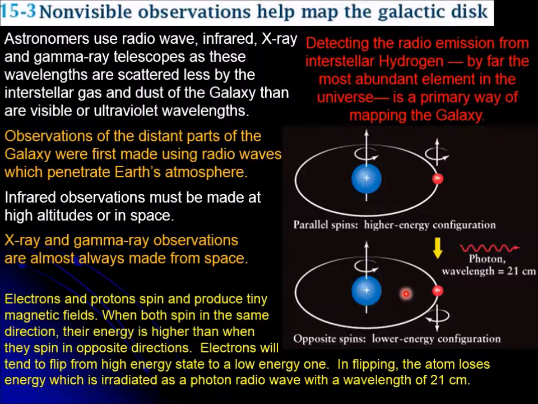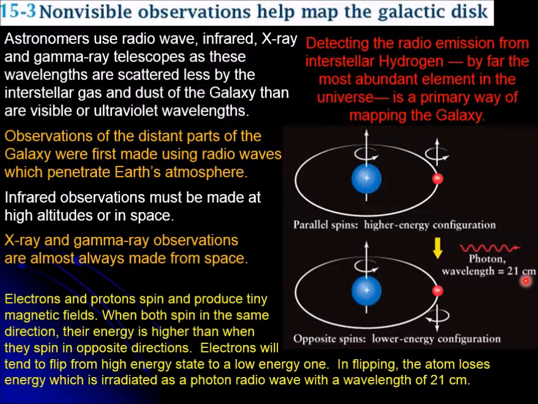So it is preferred by the hydrogen atoms to achieve this configuration, and if they are produced somehow in the higher-energy configuration, then in an average time of 7 years, the electron will flip, and we end up with this anti-parallel configuration. The difference in energy between these two states is released as a photon that has a wavelength of 21 centimeters, which falls in the radio wave range.